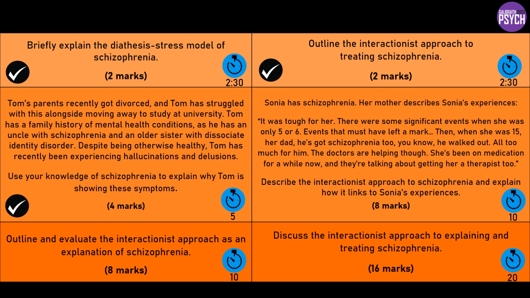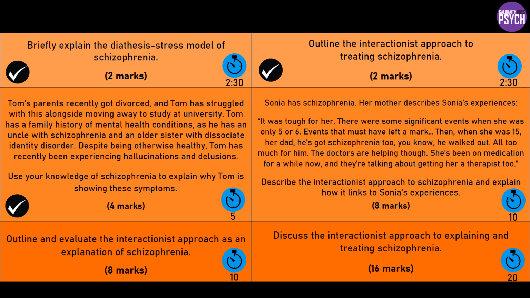So for 4 marks of knowledge of the interactionist approach, again, you're going to talk through the diathesis-stress model, you're going to talk about that predisposition, you're going to talk about that trigger and that kind of working together. You're going to talk about the treatment as well, though, because it just says the interactionist approach, and treatments are mentioned, so that will be important, okay? We'll come back to that in a second.